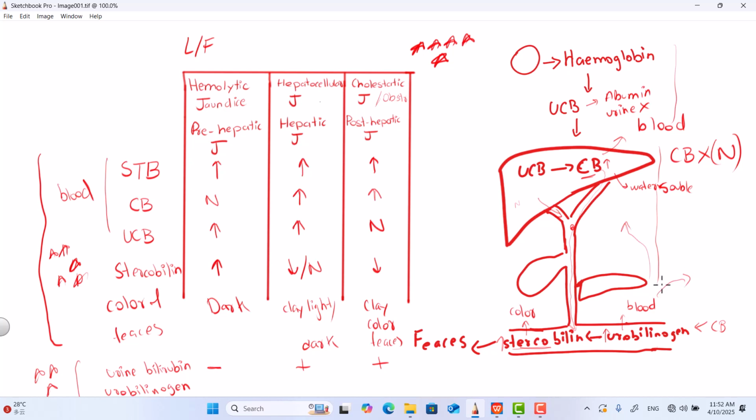So if we have more conjugated bilirubin reaching our intestine, more urobilinogen is formed and more is absorbed into our blood. So it is increased in hemolytic jaundice. Why? Because more conjugated bilirubin is reaching our intestine. It is slightly increased in hepatocellular jaundice, because as we have already discussed, some of the conjugated bilirubin is definitely going to make its way here. And in cholestatic jaundice, due to obstruction, no bile is reaching the intestine, so we have this decreased or completely absent.